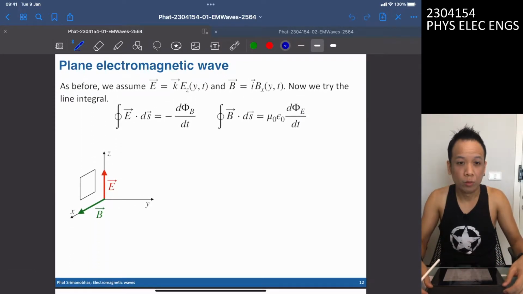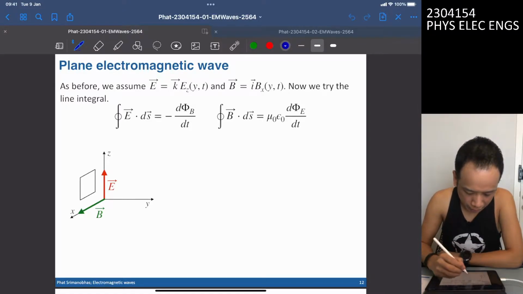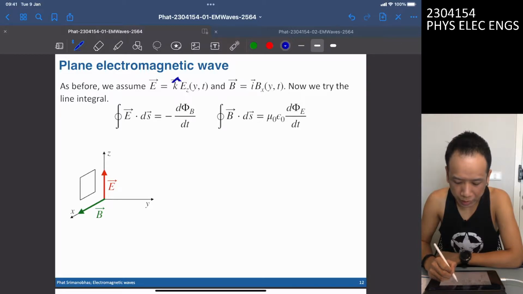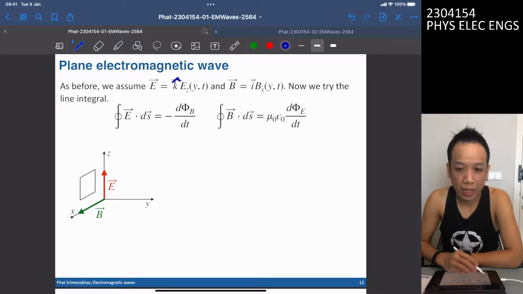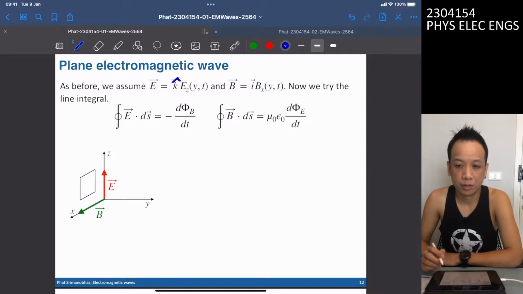As before, we assume the E field and the B field. E is in the k direction, Ez, which is a function of y and t, and B is Bx in the x direction as a function of y and t. So now we are trying to do the line integrals. I start with the xz plane. I give you just 30 seconds.